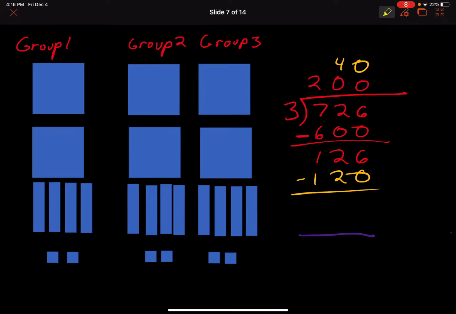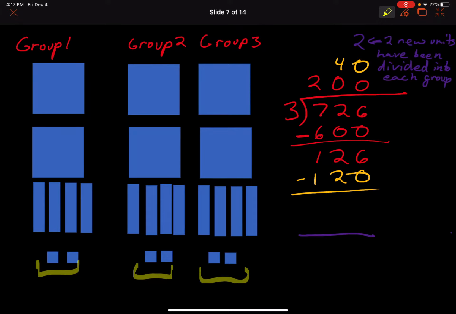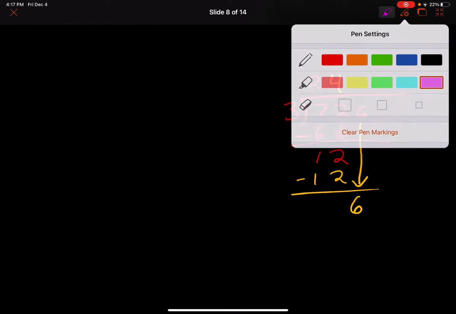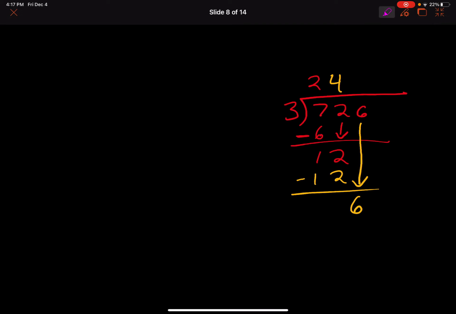Okay, so now I have the ones units that I need to divide up. So I have the 2 ones divided into each group. So I have 2 new units divided into each group, which means I have 6 new units that have been divided, and so I don't have any units left to be divided. So I have brought down that other 6, right? Because that was 0.